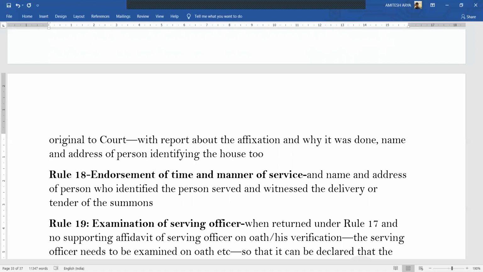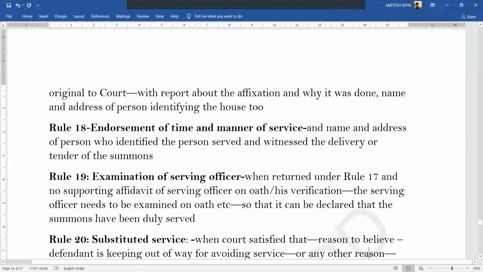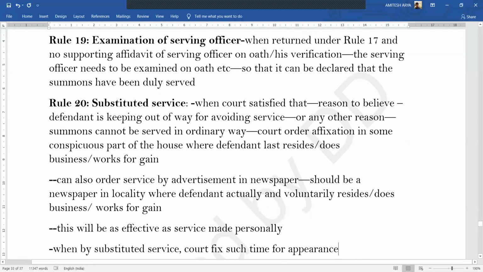If he has not done so, it is very important to examine the serving officer. Why are we talking about examining the serving officer? Because it is very important that the summons has been duly served. The moment a defendant comes up and tells you that I did not even get this summons, that will vitiate the entire cause, because unless he knows that he has been called, how will he come to court? So service of summons is an important part. This is why, if under Rule 17 there is a return, then the examination of the serving officer also becomes important.